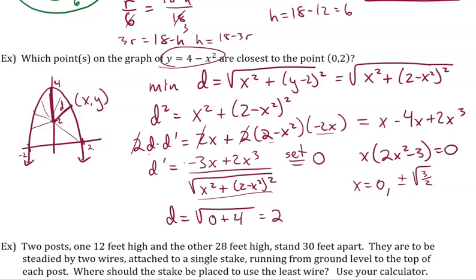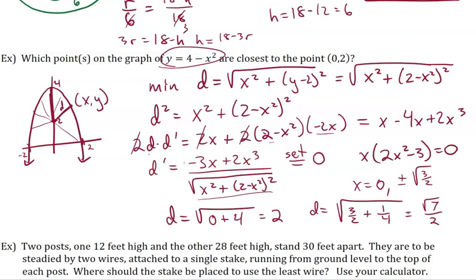If I plug positive or negative root 3 over 2 in, then I get root 3 over 2 squared is 3 halves, plus 2 minus 3 halves is 1 half. 1 half squared is 1/4. 3 halves plus, so 6/4 plus 1/4 is 7/4. So it's root 7/4, which is root 7 over 2. Oops, root 7 over 2. Okay.